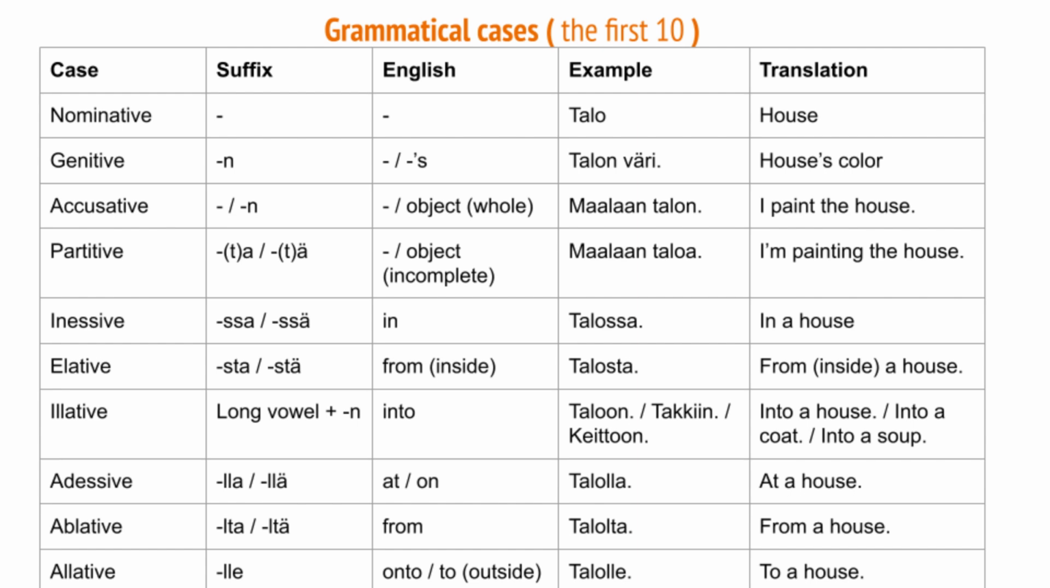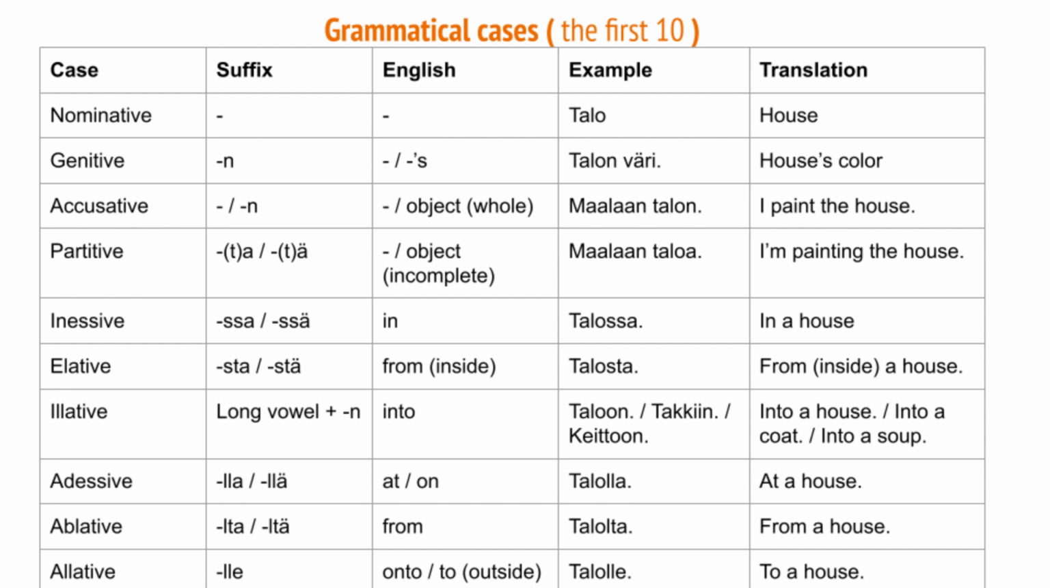The reason why I have a couple of extra examples in the illative is that, unlike the others, these don't have a very specific ending exactly. For example, in the inessive and the elative, the conjugation will end in ssa, ssä, sta, stä. But with the illative, you make the last vowel of the word long, you make it double, and then you add the letter N to the ending. So talo, taloon, takki, takkiin, keitto, keittoon. You will make the last vowel long and then add the N.